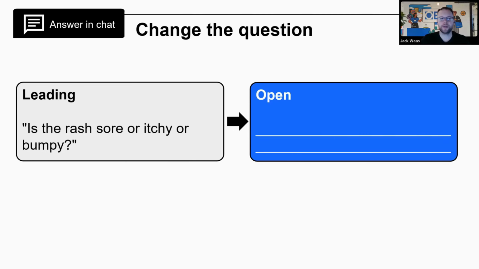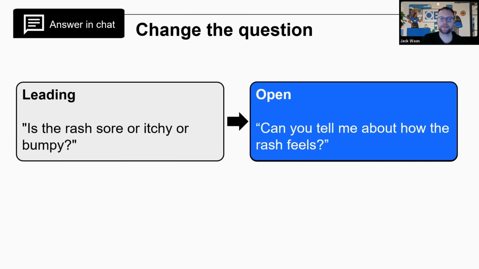Next one, we have this leading question, or I guess this is more of a compound question. Is the rash sore or itchy or bumpy? How would we change that into an open-ended question? We could say something like this: can you tell me about how the rash feels? You're inviting them to provide information and descriptions of how they feel, rather than just saying, is the rash sore or itchy or bumpy, right? You're not leading them to give you a specific answer. You're inviting them to share their information.